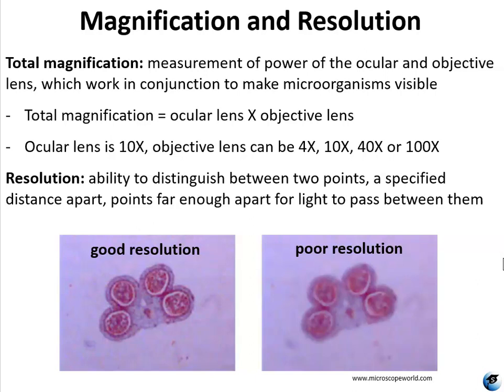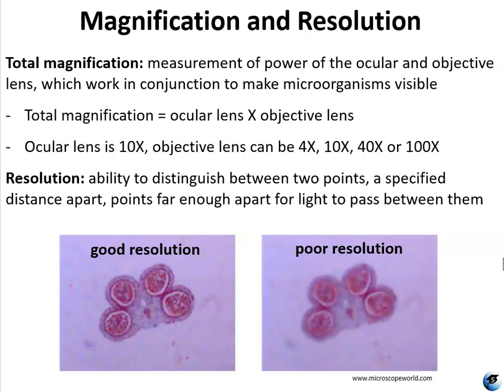Some scopes have them as low as 4x. For microbiology labs, I generally have students start at 10x. And then there's also 40x and 100x objectives. So if you're looking through a microscope that has the objective set to 40x and the ocular is 10x, then that means the total magnification is 400x. And magnification really is just making something bigger.